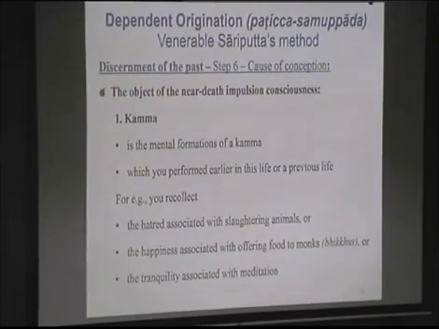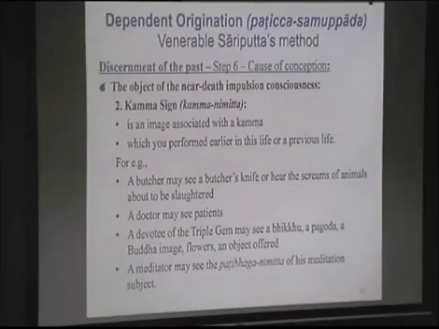The object of the near-death impulsion consciousness, karma, is the mental formation of karma which you performed earlier in this life or a previous life. For example, you recollect the hatred associated with slaughtering animals, killing animals, or the happiness associated with offering food to a monk, or the tranquility associated with meditation. The object of the near-death impulsion consciousness, karma sign, is an image associated with a karma which you performed earlier in this life or a previous life.